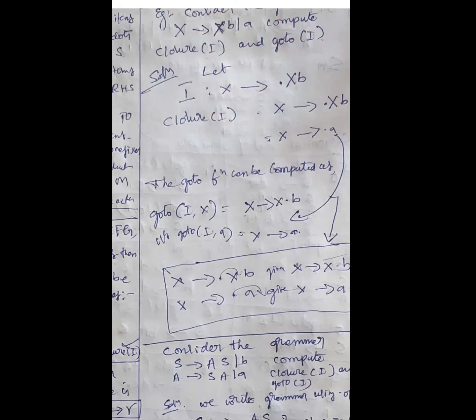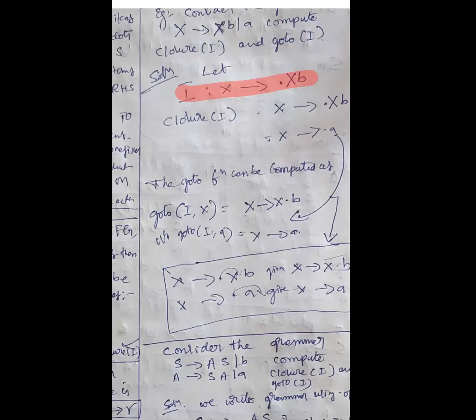Put dot and then the next non-terminal symbol or terminal symbol. Here X will be the non-terminal, dot A will be the terminal symbol. That will be whatever closure of I is over. Then go to options. Go to of the non-terminal I comma X. I will be the first equation, comma, what is the non-terminal symbol in the first equation? X. Take that X, I comma X.